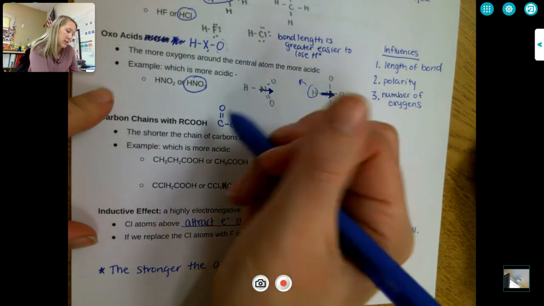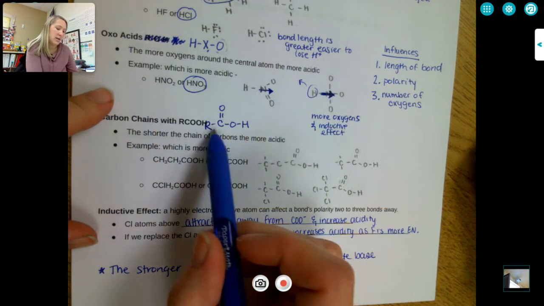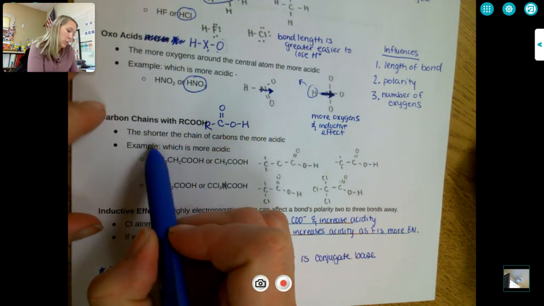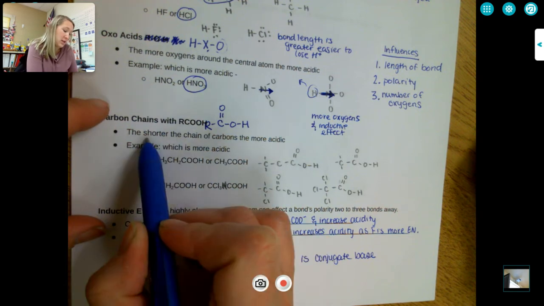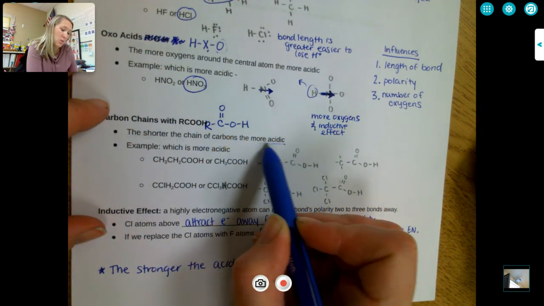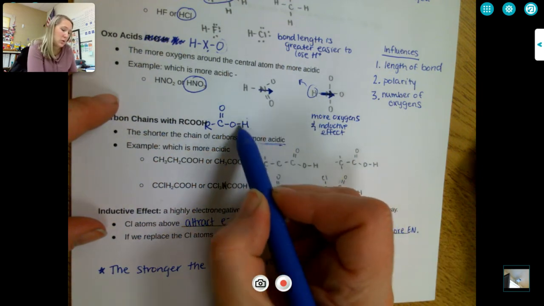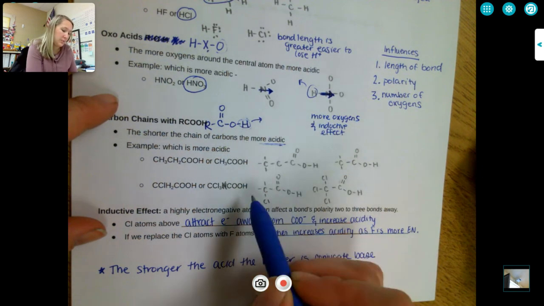And then the R stands for the rest of the compound that doesn't have the acidic hydrogen or the functional group. It is just the carbon chain that comes over to the side of it. So scientists found that the shorter the chain of carbons, the more acidic it's going to be. So the more easily it is to pop off this hydrogen.